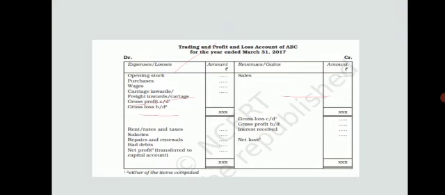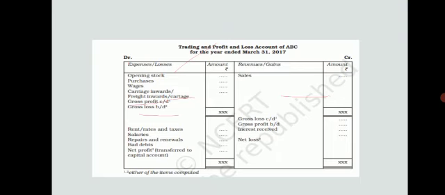So this is a format. On the debit side we enter all expenses and losses. On the credit side we enter revenues and gains. In the previous class you might have seen the format of trading account. Today we will see both, and then we'll stick to the format of profit and loss account.